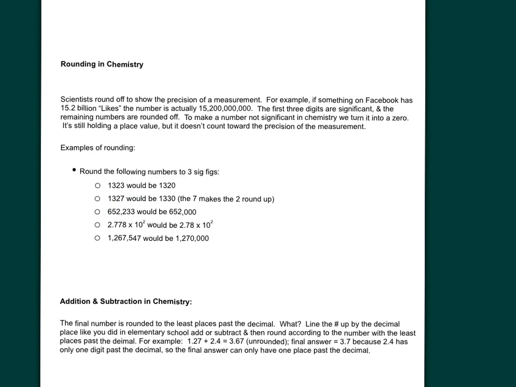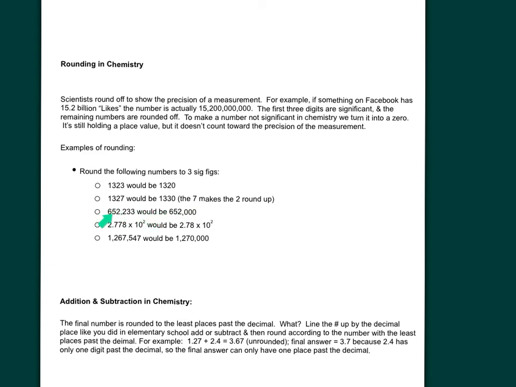Now this next number, again, we're going to keep the 1, the 3, and the 2, but our last digit is a 7, and that 7 would actually make that 2 round up to a 3. So it would be 1, 3, 3, 0. Now let's round this one to 3 sig figs. So it's going to be the 6, 5, and the 2. Look at the number next to the 2. It doesn't affect it or impact it. So it's going to be 6, 5, 2, and then we change the rest of those into zeros. If you got rid of them, you wouldn't have the same number. It still has to be reflective or close to the same number.